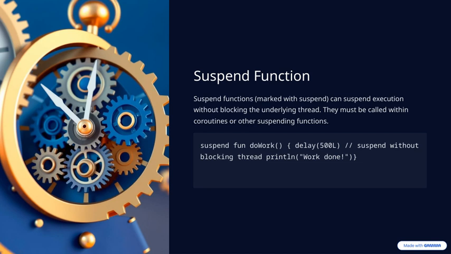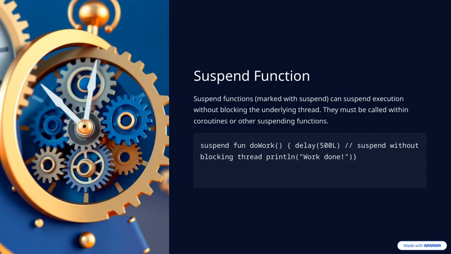But there's an important point. Suspend functions can only be called from within coroutines or other suspending functions. This restriction helps manage concurrency in a safe and predictable way. For example, in the code snippet here, we have a suspend function called doWork. Inside it, we use delay, which pauses the function for 500 milliseconds, but crucially, it doesn't block the thread. Instead, it suspends only this coroutine, allowing other tasks to run smoothly. After the delay, it prints work done, to indicate the task is complete.